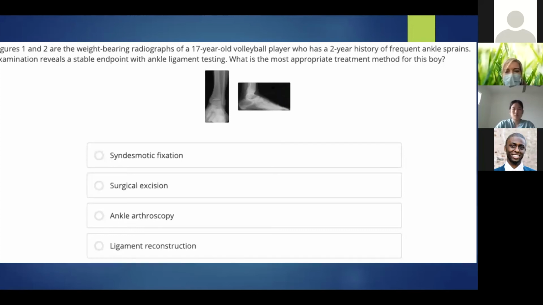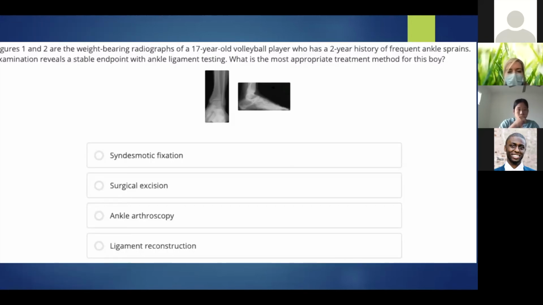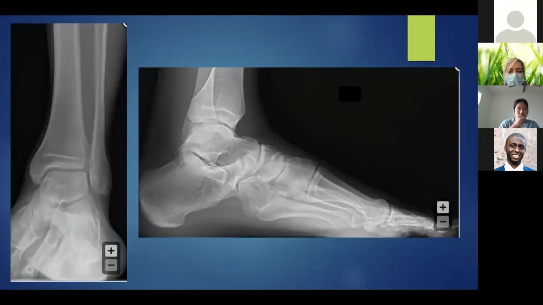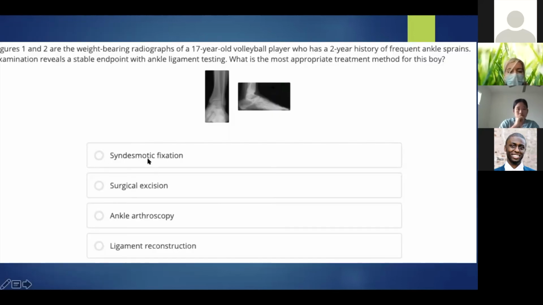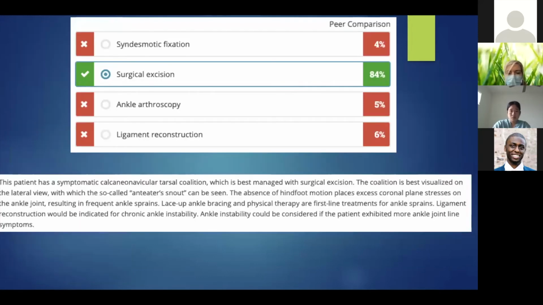So then what are you thinking about doing for this guy if you have to do surgery on him? They're forcing you to do surgery here. So what's your surgical treatment? Yeah, so for a coalition, I think we would do an excision. Yes, exactly. And so if you look at these choices, we know the syndesmosis looks okay. We know the ligaments are okay by the second comment. We know the ankle looks okay. So that's where it also leads you to that. Makes sense.